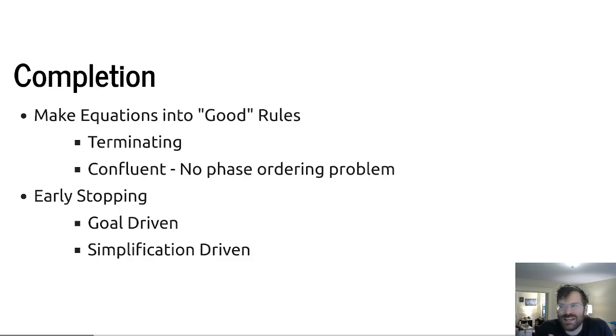But I'd also note, when I first heard this, I was like, completion, I don't know if that's really a thing I'm interested in. Terminating, confluent, I don't really know. But there is another usage mode of completion, and that's the early stopping usage.